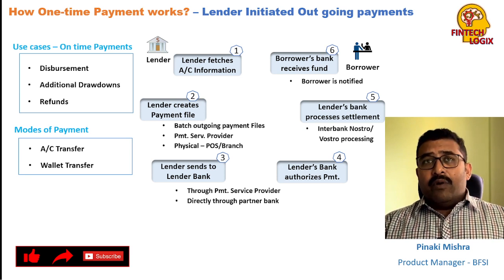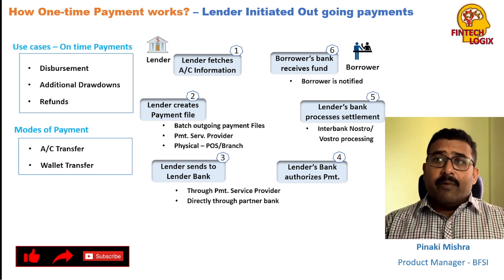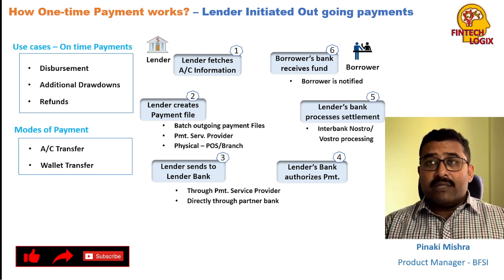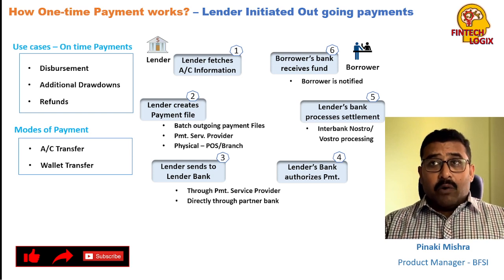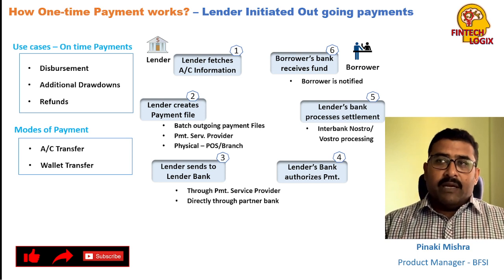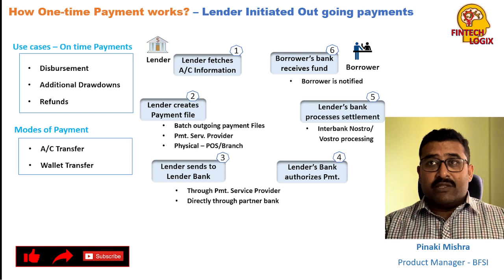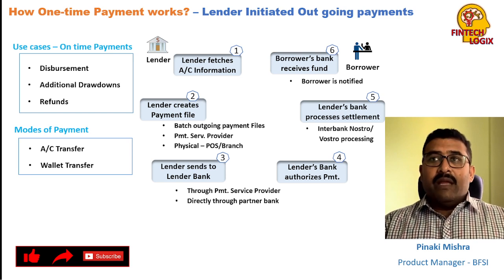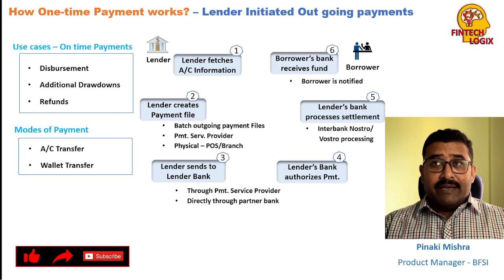Now the lender would put all such requests for different borrowers in the form of a batch outgoing payment file, which will have multiple records of multiple disbursements for multiple borrowers. Normally those are collated together. If it is routed through a payment service provider, then the payment service provider will take care of the processing. Otherwise it is processed through the lender's bank. And in some cases, as in traditional lending, it was also processed through physical mode in your POS or branch.